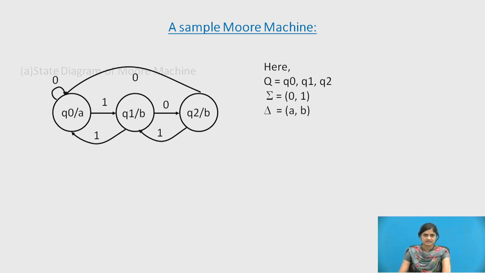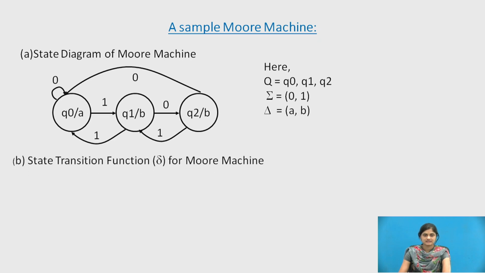So if we look at the state diagram of the Moore machine, we can see that whatever output alphabets are there, they are written inside the state, whereas the input alphabet is written on the transition or the arrow which takes us from one state to another state. So that is the important thing that we have to keep in mind while designing the Moore machines. The output alphabets are written inside the states, whereas the input alphabets are written on the arrows or on the transitions.